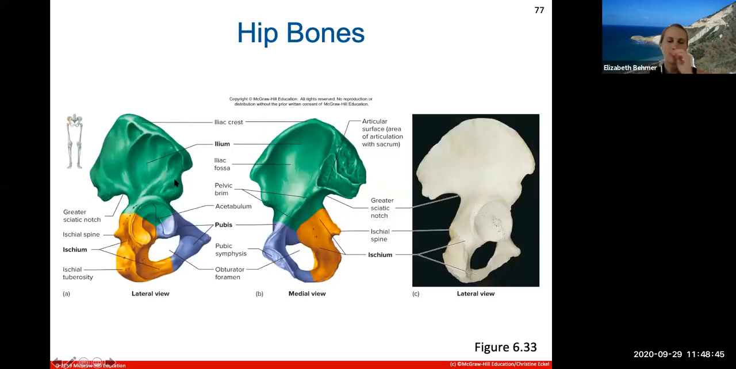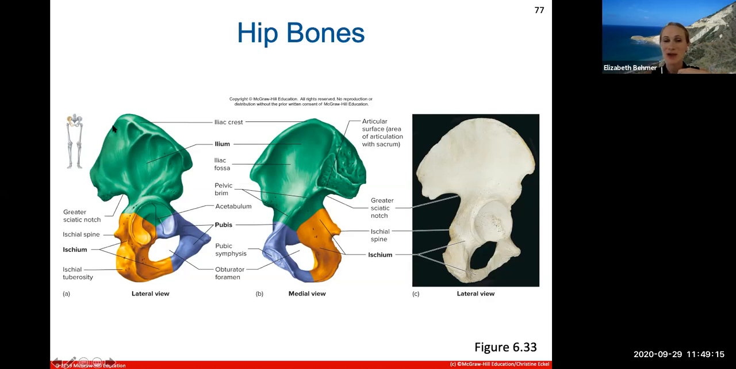But if we separate out the hip bone into its three separate bones, in green you see the ilium, the ischium is in orange, and the pubis is in blue. There will be a circular hole, and this is the obturator foramen, and you'll have different obturator blood vessels or nerves that go through that hole. Here is the acetabulum, which is just the socket to the ball and socket type joint. You'll have different parts and markings on this hip bone.